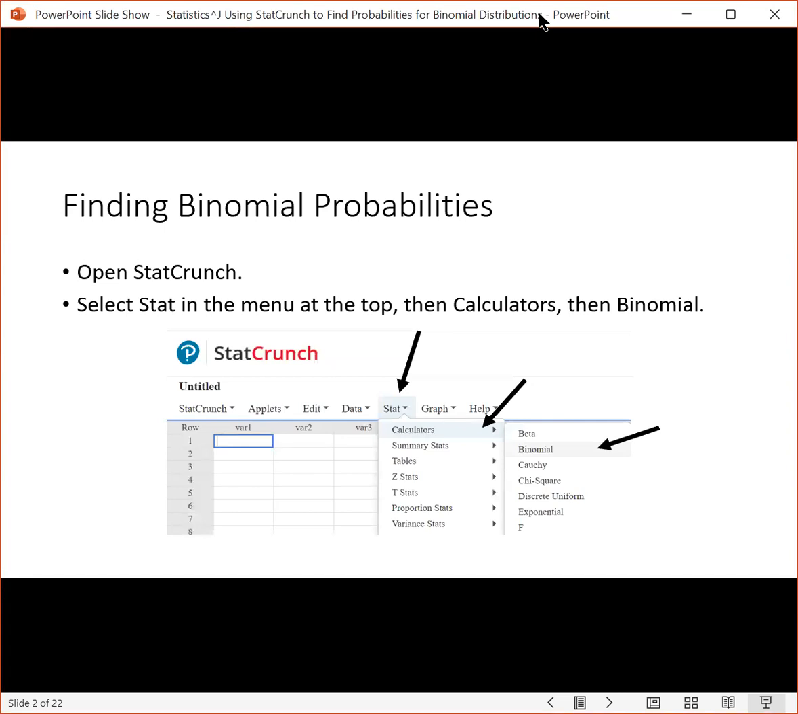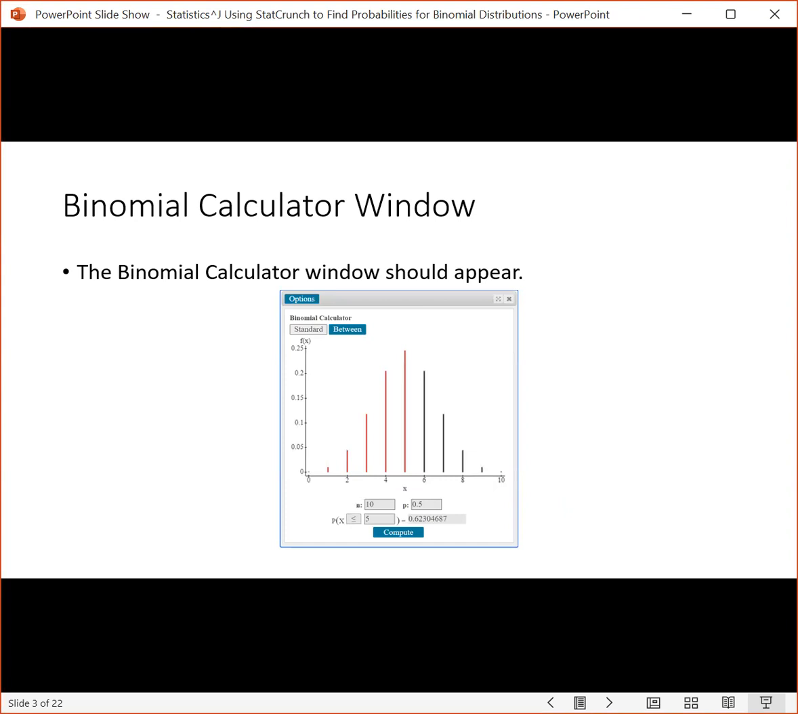Okay, so we want to start off. We need to have StatCrunch. That's the tool we're going to use. So you want to open StatCrunch. Once you've opened StatCrunch, you want to select Stat, then Calculators, and then Binomial. If you do that, that will load the binomial calculator window that is presented here.